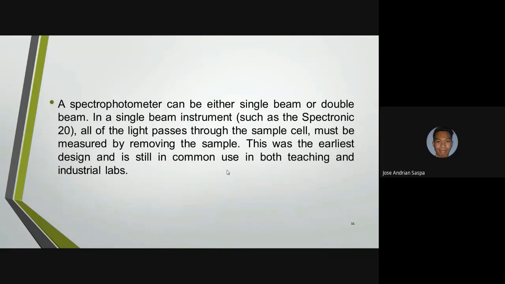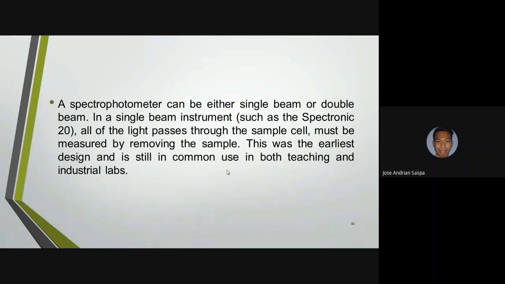Spectrophotometer can be either single beam or double beam. In a single beam instrument, all the light passes through the sample cell, and the reference must be measured by removing the sample. This was the earliest design and it is still in common use in both teaching and industrial labs.